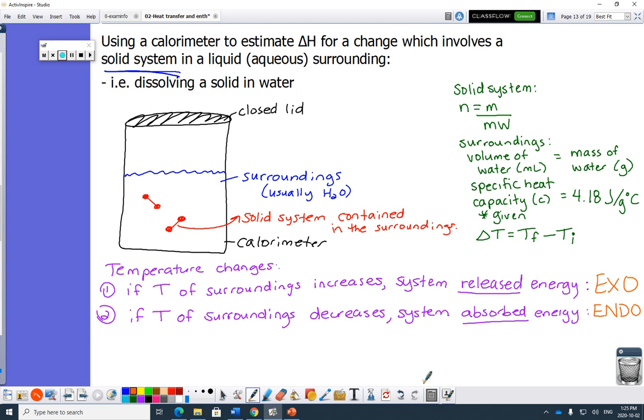So you'll be given the heat capacity of water, but it is important to do final minus initial temperature, or if you prefer numbers like T2 minus T1, that's fine too. But because it's going to influence the sign, it's important to do final minus initial, okay? And then solid system: mass over molar mass; volume of water is equal to the mass of water.